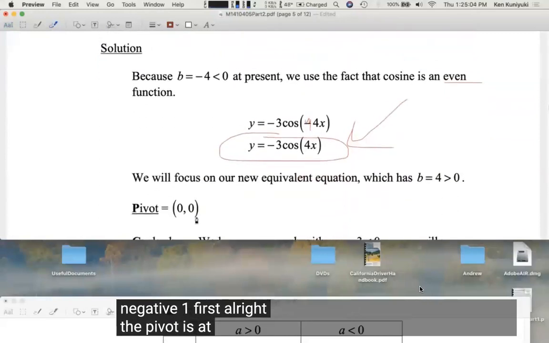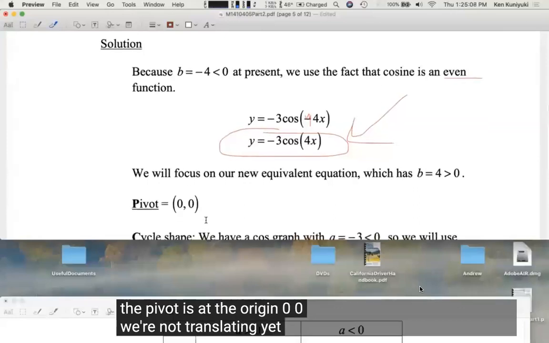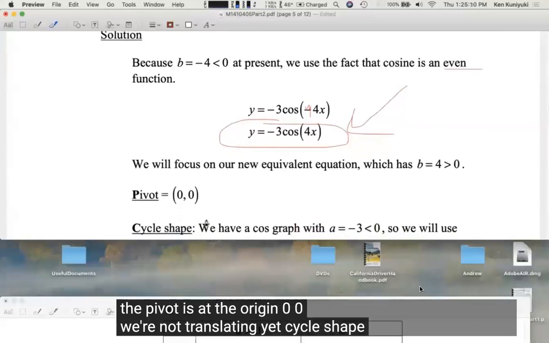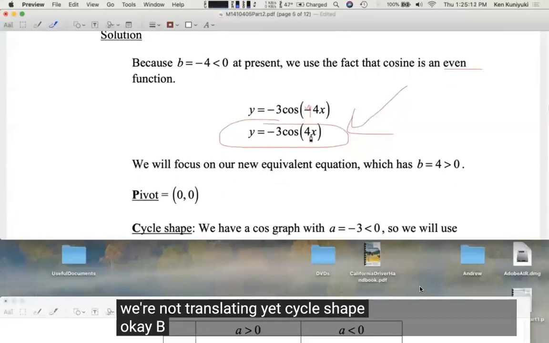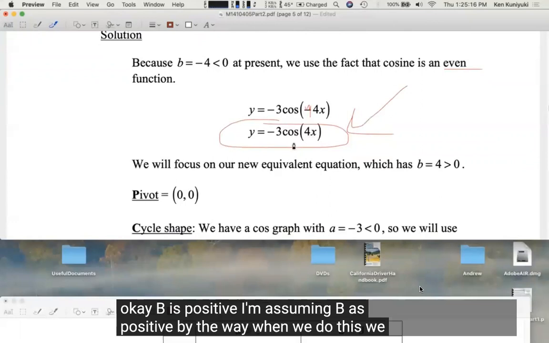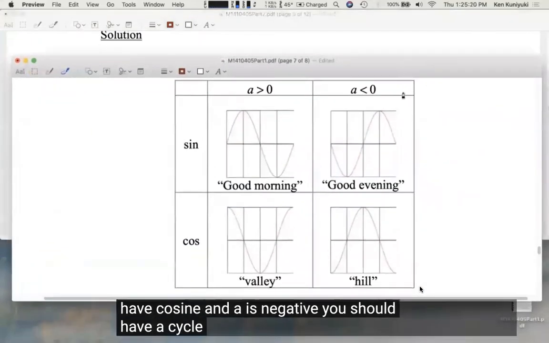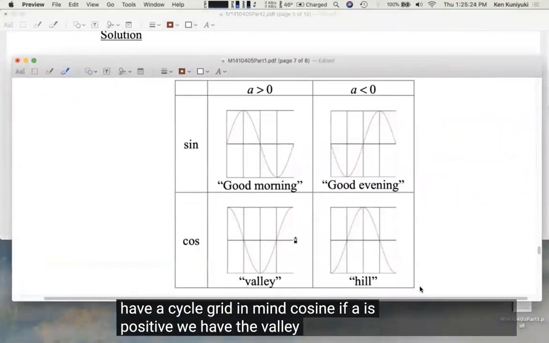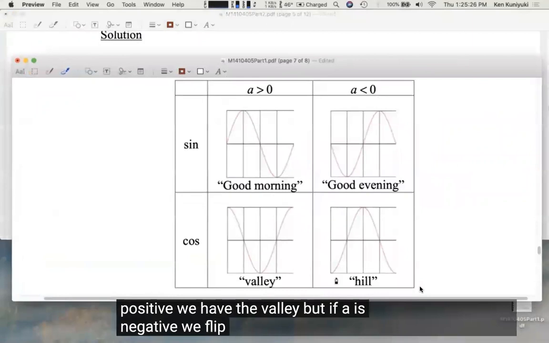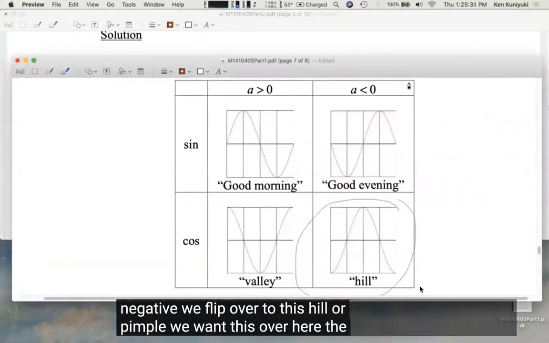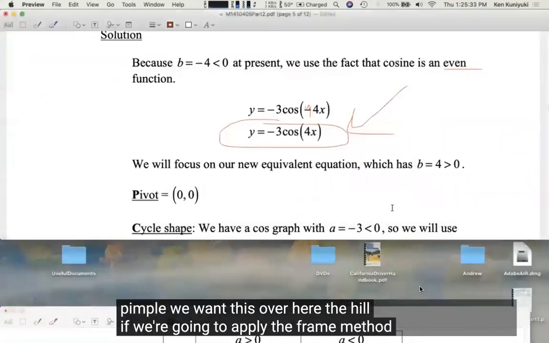The pivot is at the origin, (0, 0). We're not translating yet. Cycle shape. Okay, B is positive. I'm assuming B is positive, by the way, when we do this. We have cosine and A is negative. You should have the cycle grid in mind. Cosine, if A is positive, we have the valley, but if A is negative, we flip over to this hill or pimple. We want this over here, the hill, if we're going to apply the frame method.